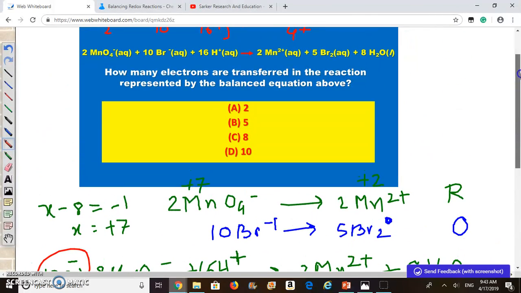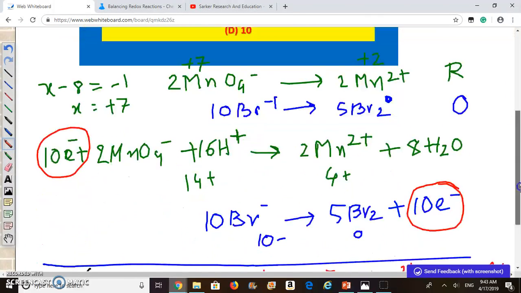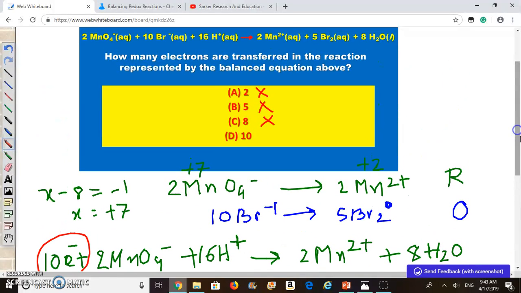Let us just look at the answer choices. A says 2, it's not. B says 5, it's not. C says 8, it's not. And D says 10, yes, it's 10 electrons. So we can just say that D is the correct answer. 10 electrons are transferred in the reaction represented by the balanced equation here.